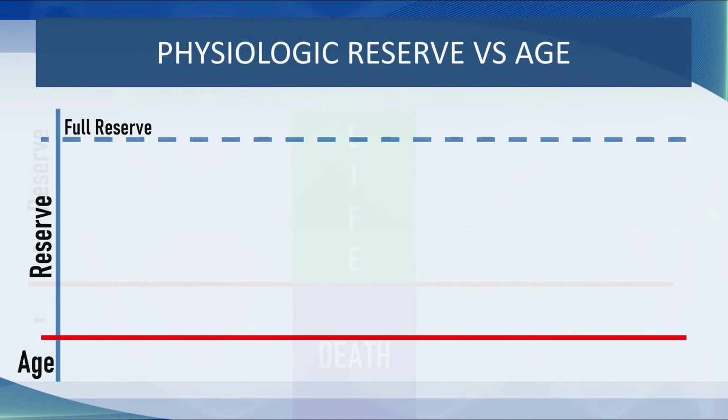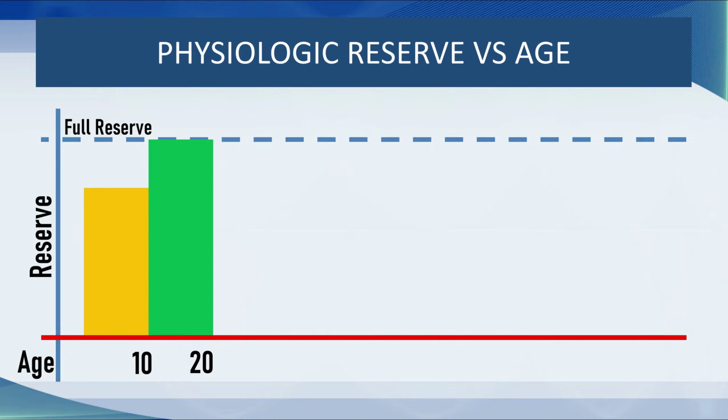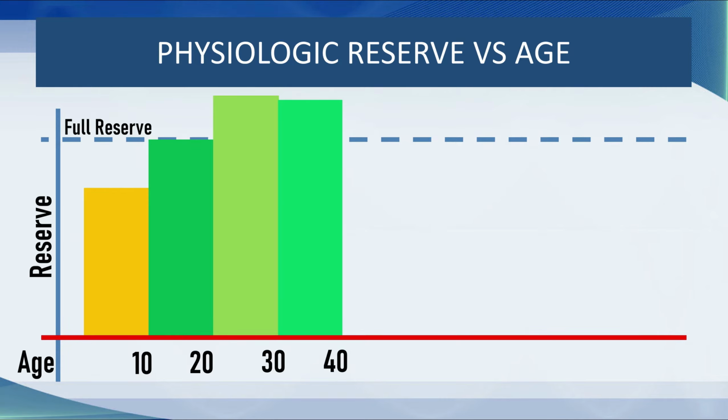If you look at physiologic reserve then with age, the dashed line on the top of this graph is full reserve. Children build reserve all the way up to adulthood. That's why there are neonatal ICUs and pediatric ICUs, but rarely do you see teenagers and young adults in ICU, because they have full reserve. And effectively, that reserve really builds all the way through the 30s, 40s, and 50s. There's more than enough reserve, maybe more than you need.